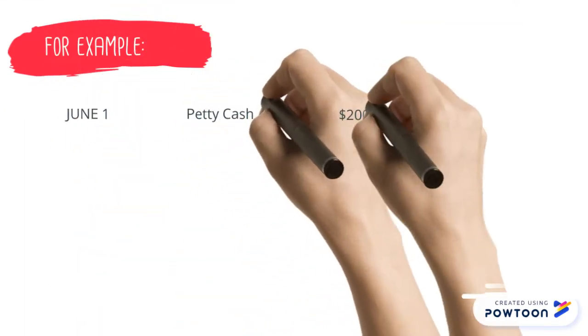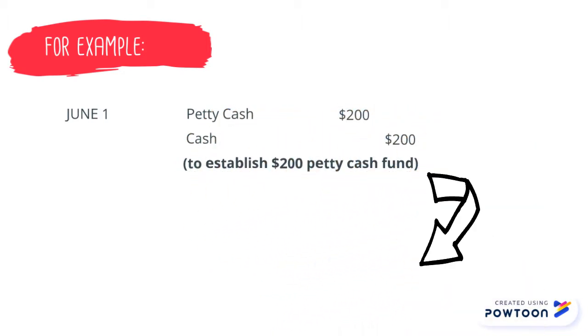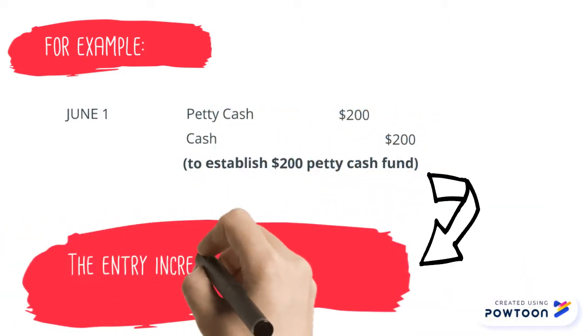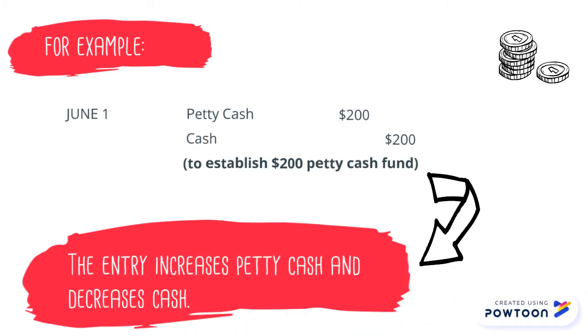For example, on June 1st, petty cash was debited and cash was credited. This was to establish the $200 petty cash fund. Due to this, the entry increases petty cash and decreases cash.